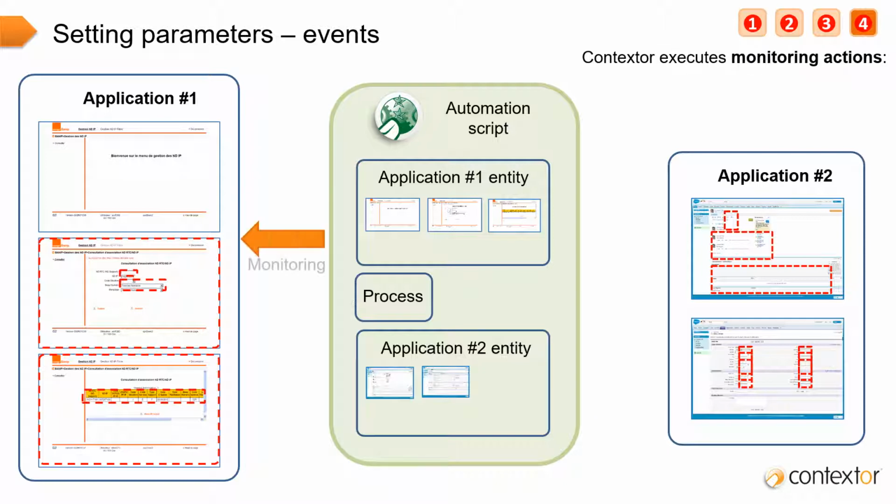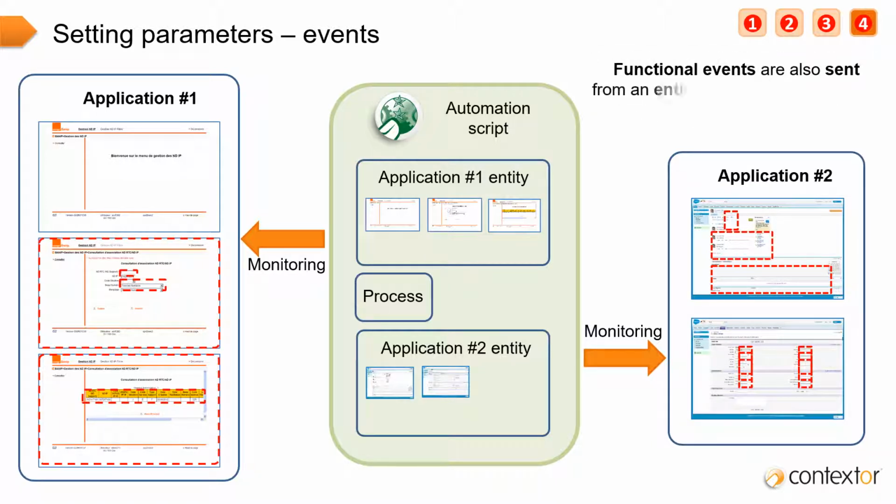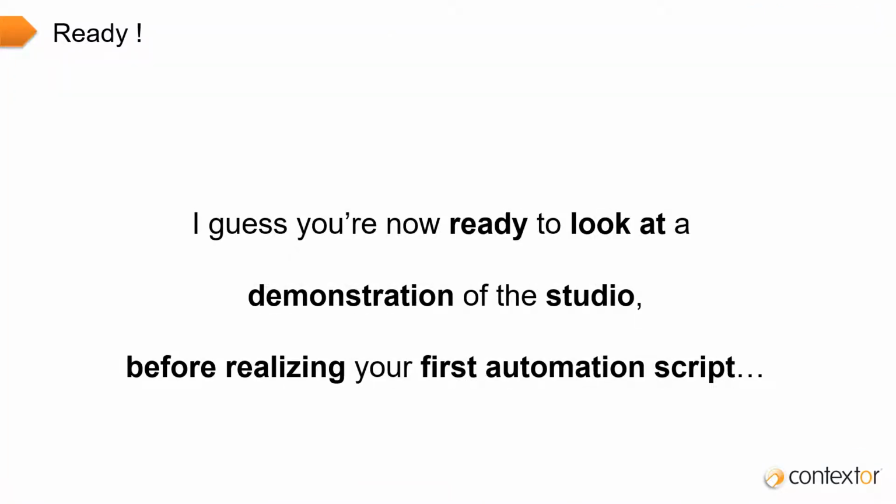Contextor also executes monitoring actions. Click on a button. Read or write a value in a field. Select an item in a list. In the same way, functional events are sent from an entity to another, in the script. I guess you're now ready to look at a demonstration of the studio, before realizing your first automation script.